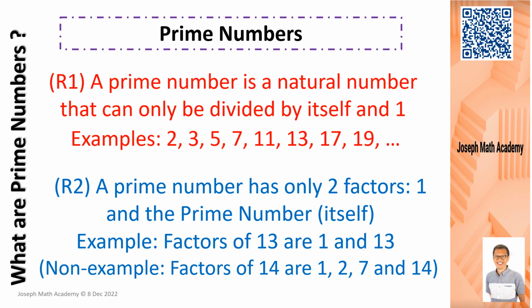Now, rule number 2, a prime number has only two factors, 1 and the prime number itself. So for example, factors of 13 are 1 and 13. Factors of 3 are 1 and 3. Factors of 19 are 1 and 19. But factors of 14 are 1, 2, 7, and 14. So 14 is not a prime number. So a prime number has only two factors, 1 and itself.